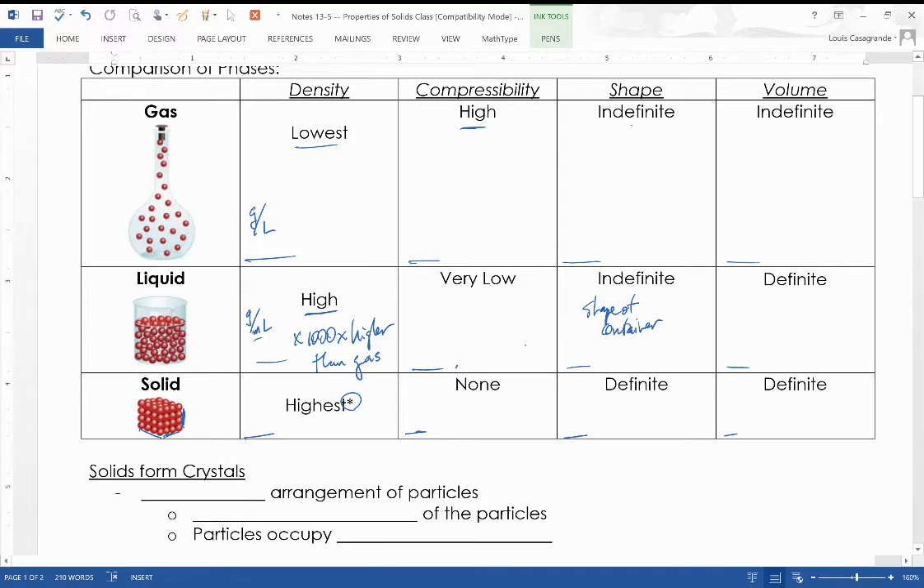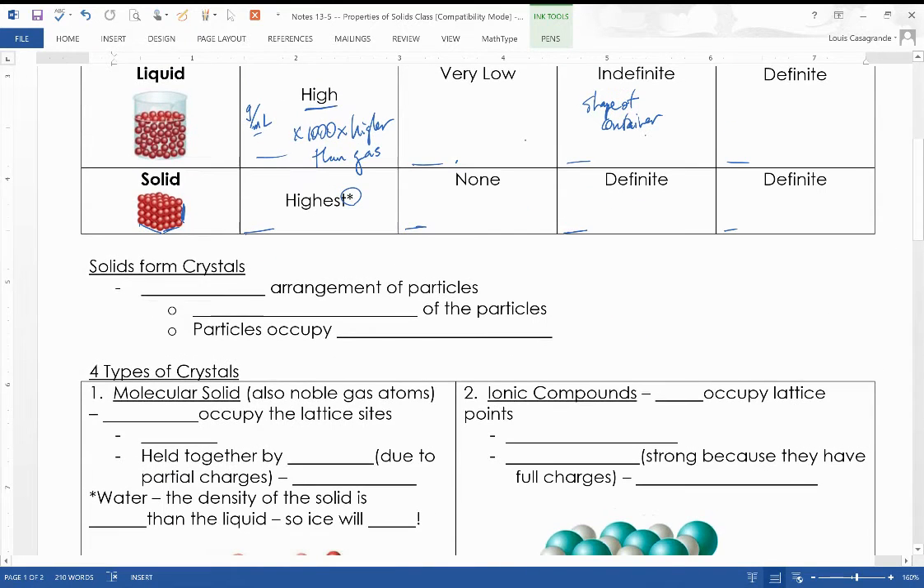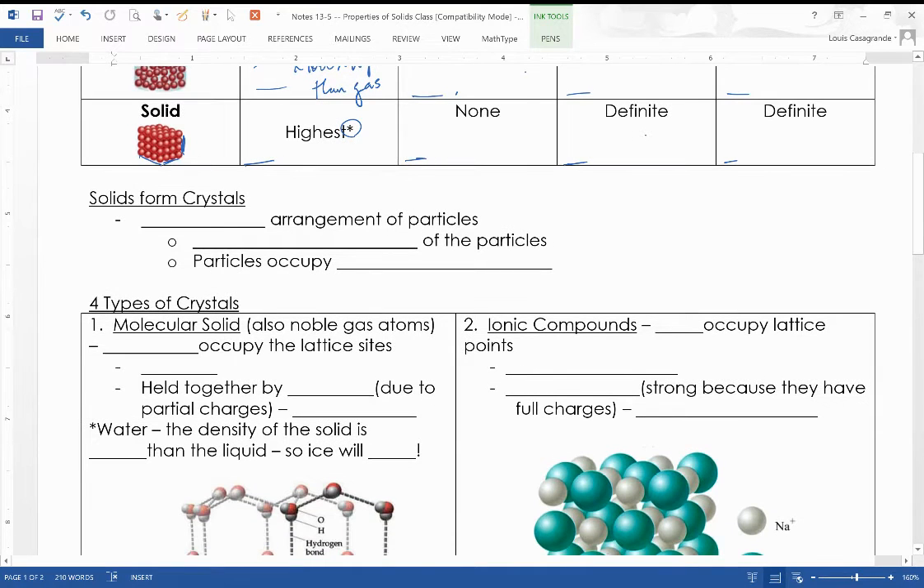So the important thing about solids is that they form crystals. And this crystal arrangement is an ordered arrangement of the particles. So what do I mean by ordered? I mean that it's a repeating pattern.